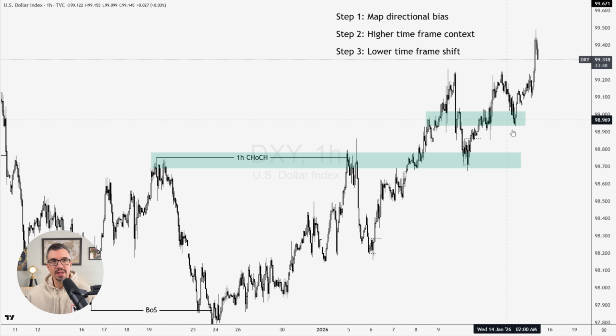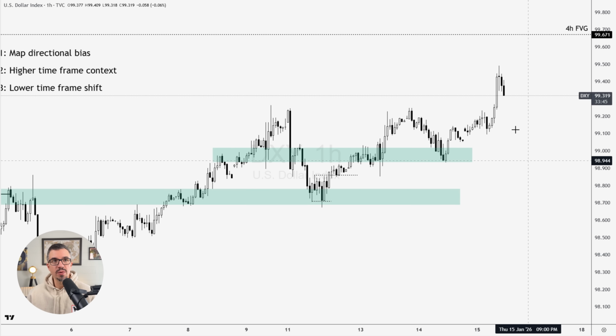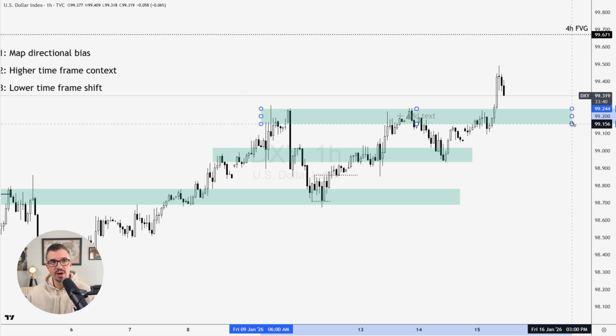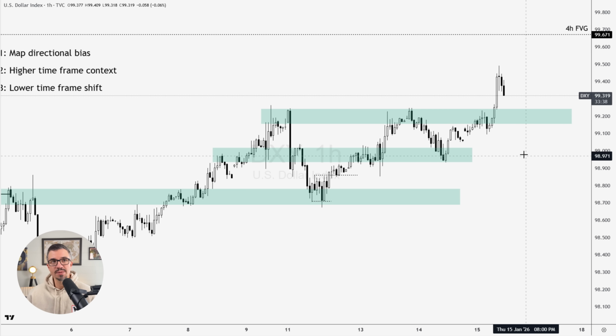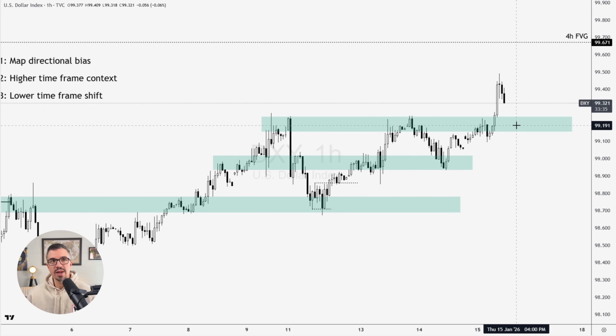Step 2, higher time frame context. Where is the market likely to react? And you can see right here, following this move right here, where is the market likely to react? And this is real time. But if the market's going to react to somewhere, it's going to be this area down here. We have some fair value gaps down here. So this is potentially an area to watch now for a push higher if we hold it. Okay, if we hold it and show 15-minute lower time frame shift, then that too could potentially be a new bottom for the US dollar.